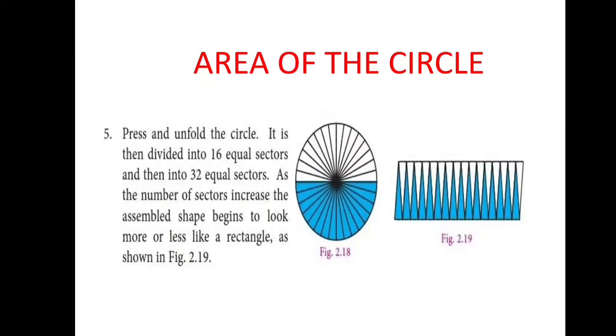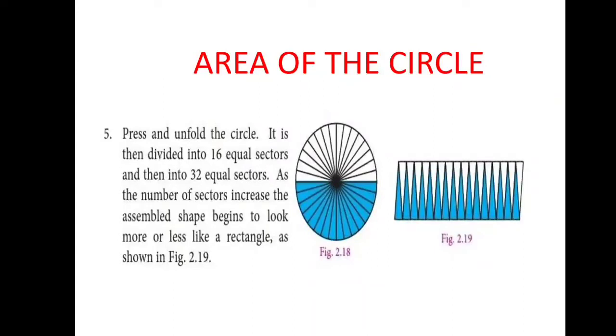Likewise we have to fold it again and again, up to 32 equal sectors. As the number of sectors increases, the assembled shape begins to look more or less like a rectangle as shown in the figure. If you fold this into 16 equal sectors first and then to 32 equal sectors, and then cut along the diagonal and arrange it like this, you will be getting a shape like a rectangle.